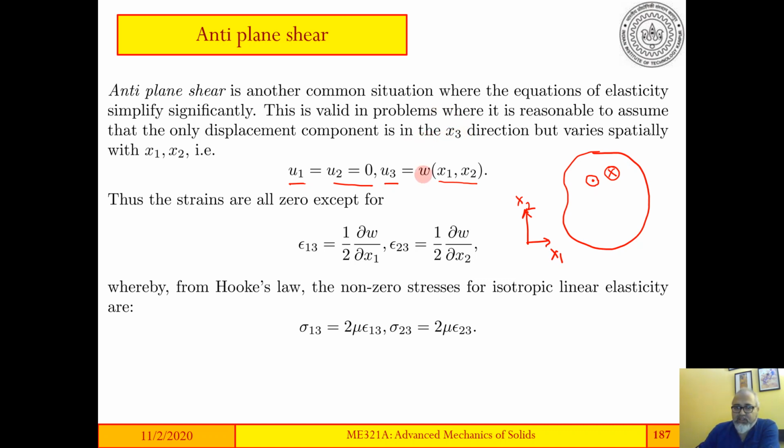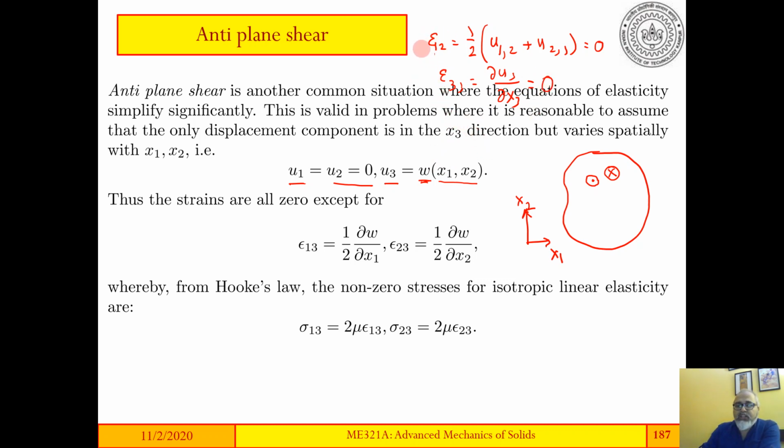In fact, we call it a special function w. So u3 is w of x1, x2. u1, u2 are identically equal to 0. If this is the situation, then it's easy to prove that, for example, epsilon 1 2, which is half of u1 comma 2 plus u2 comma 1, is identically equal to 0, and epsilon 3 3, let's say, is del u3 del x3, but u3 is not a function of x3, so this is also equal to 0.